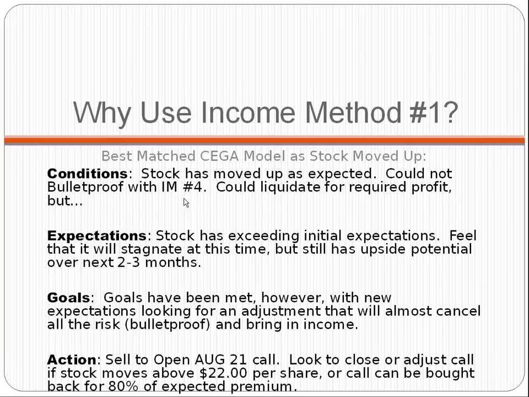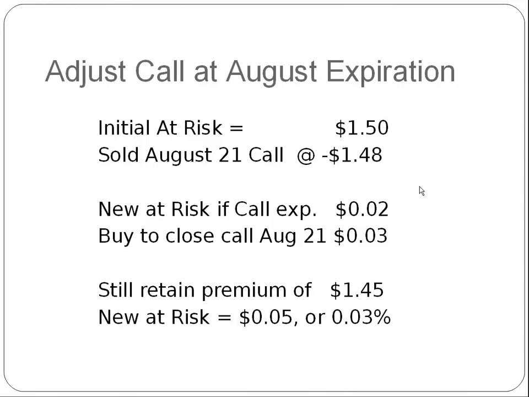We tried to look at a 4 and it wasn't available. We tried to look at a 6 and it wasn't there as well. So we sold the 21 call. We sold to open the 21 call. Now after we sold it, we're going to look to close or adjust the call if the stock moved above $22, about $1 or so above our obligated price. Or if the stock pulled back quickly and we had an opportunity to buy to close that call for 80% of the premium we sold, we'd look to buy it back at that time.